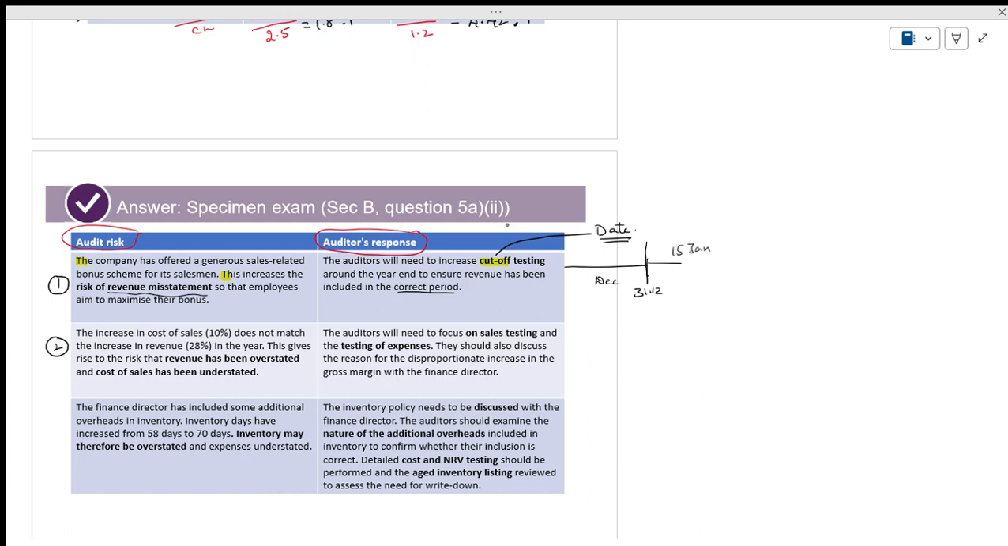So it's mentioned here to ensure revenue has been included in the correct period. Yes. There might be another issue. It's a similar issue leading to revenue overstatement, but by entering wrong figures in the system to overstate the revenue.